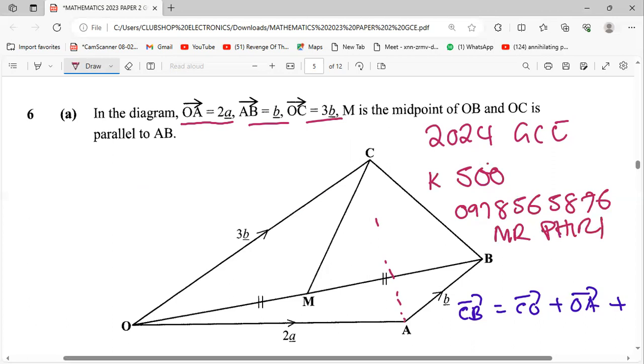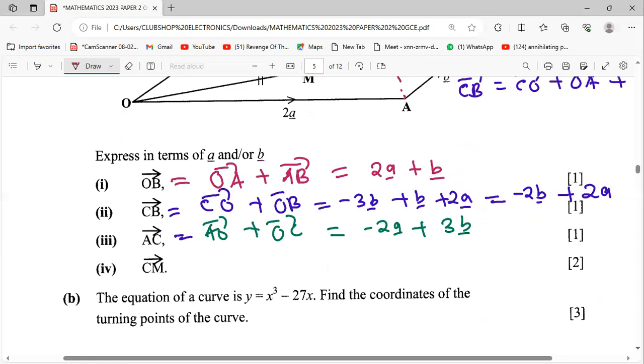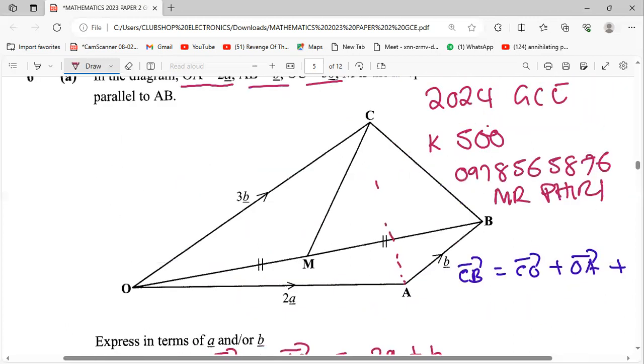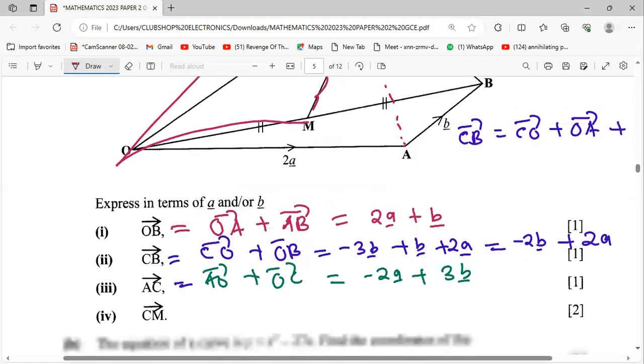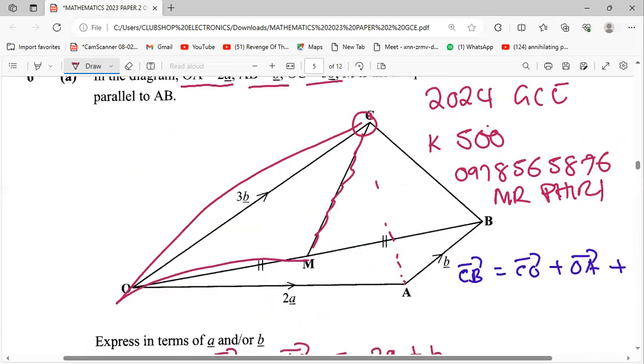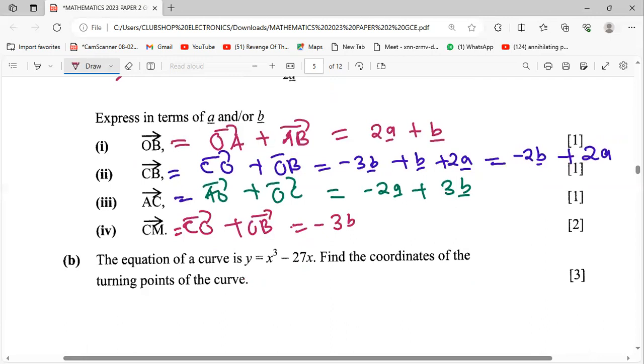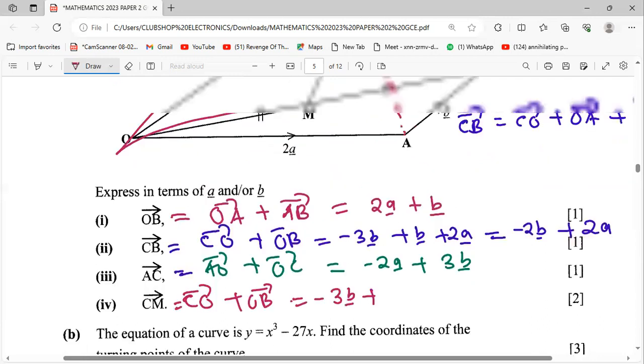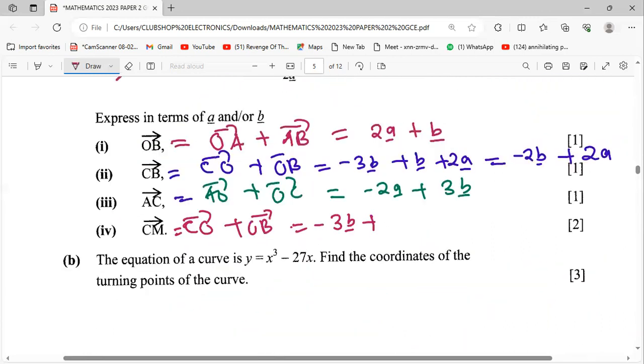Okay, we can proceed. We want to find CM, C to M. We don't know this route, but we want to find it. So we can go from C to O to M. So this will be CO plus OM. CO will be going against the direction, so negative 3B, plus OM.